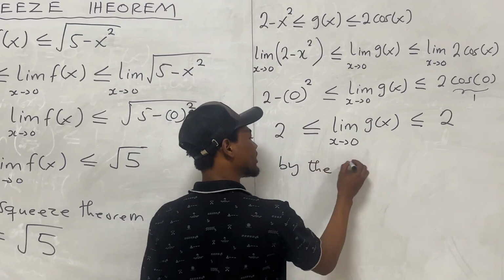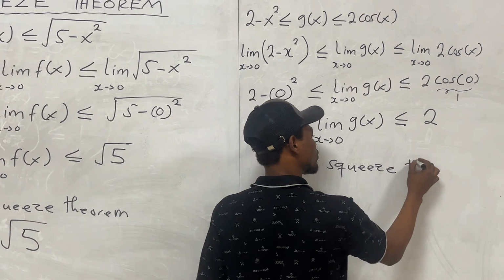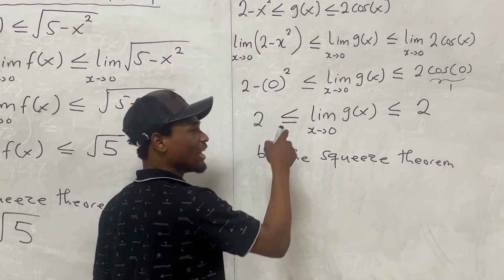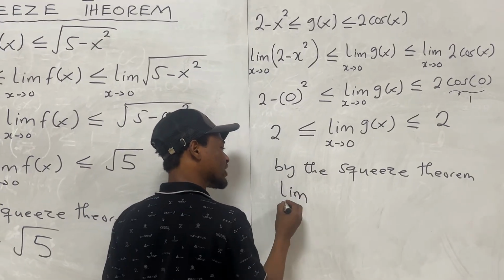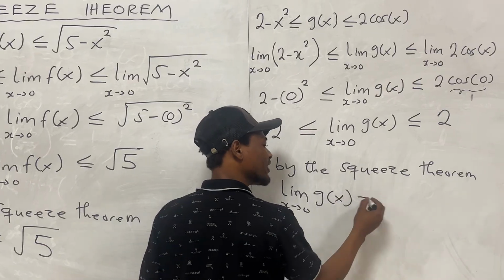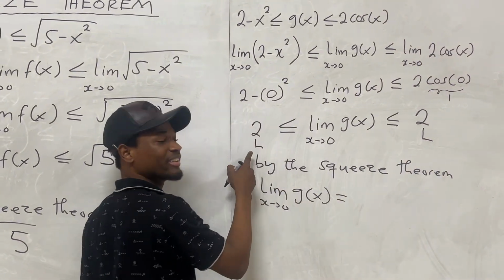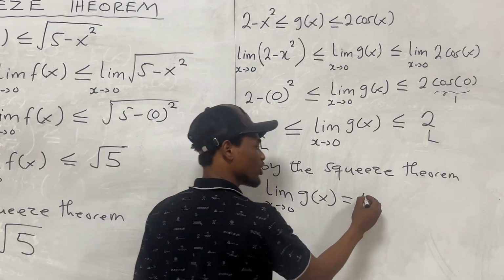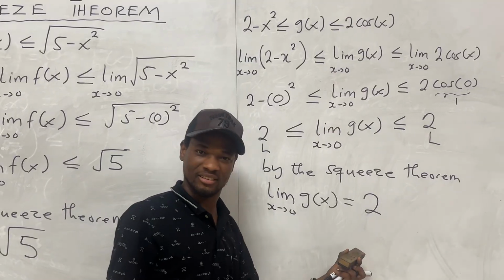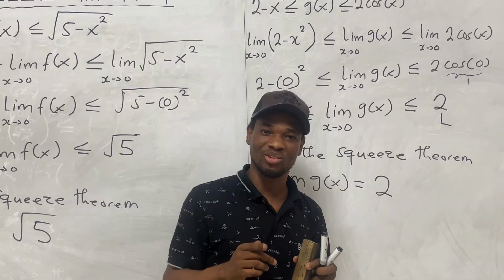So by the sandwich theorem or by the squeeze theorem, what do we know? We know that the limit of the middle function, which is g of x, is equal to L. But in this case, our L equals 2. Have you seen how simple it is? Now let's tackle the last question.